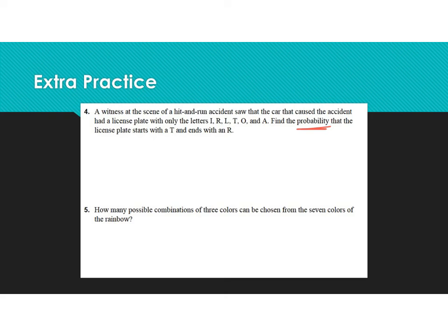So there's 6 letters here. So let me draw that out here. We have 6 letters. All right, so we want the probability. The first one is a T and the last one's an R. So I'm going to go ahead and put those there. So the first thing is, how many total options are there for these 6 letters? So that's a permutation. So we're going to have 6 letters, permutation, 6 at a time, which is going to be 6 factorial, which is 720. Okay, that's our total. So remember, probability is favorable over total.